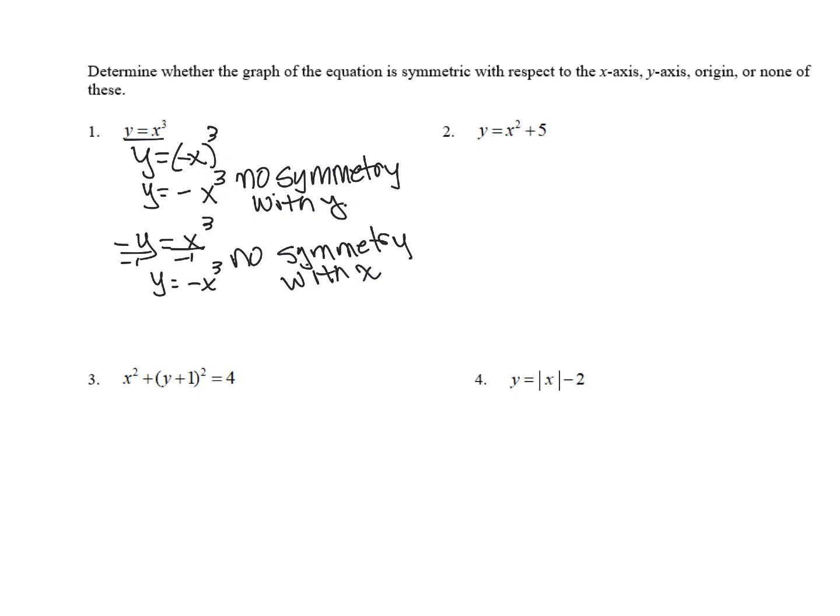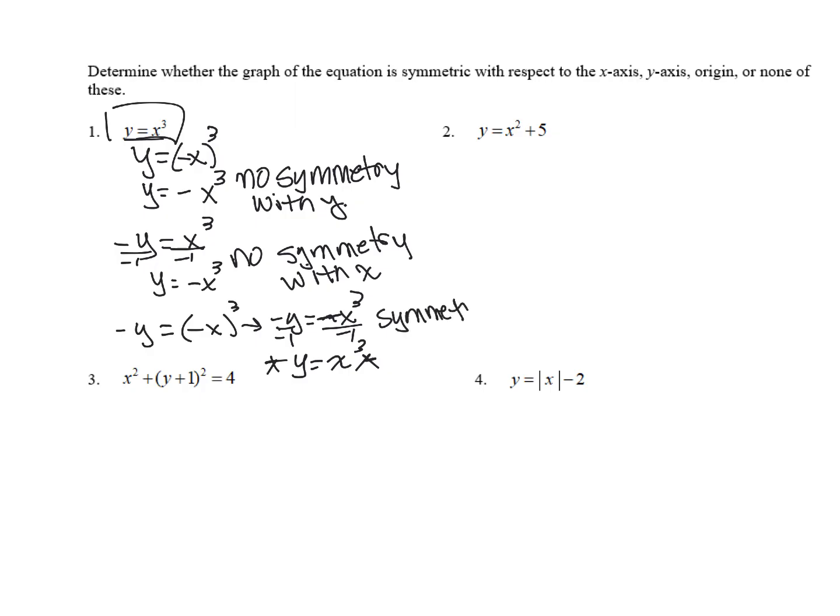So the last one we're going to check is symmetry with the origin, which means we're going to plug in a negative y and a negative x and see what results. Well, negative y equals negative x to the third power, because again, negative x cubed is negative x to the third power. Divide that by negative 1, and our result is y equals x to the third power. Well, that is the same as my original. So therefore, this has symmetry with the origin.